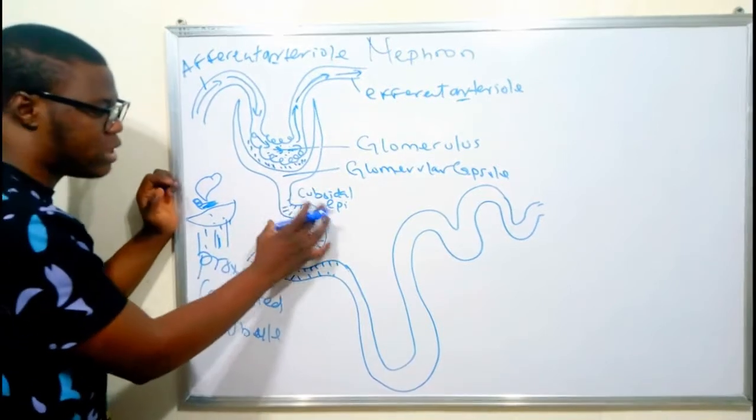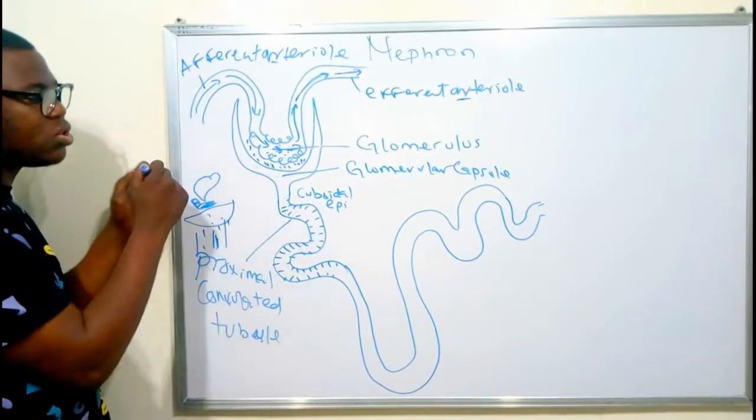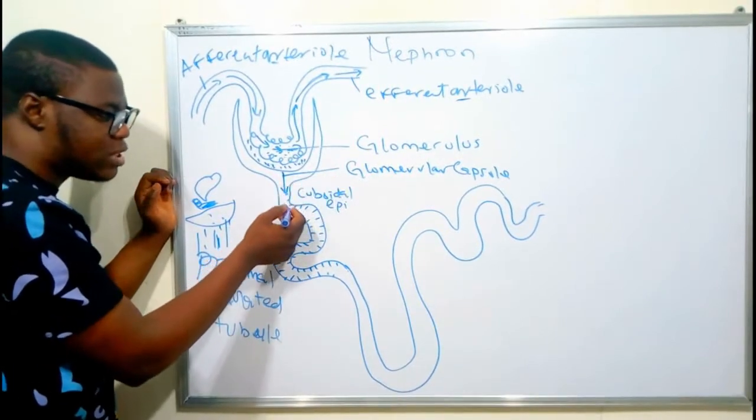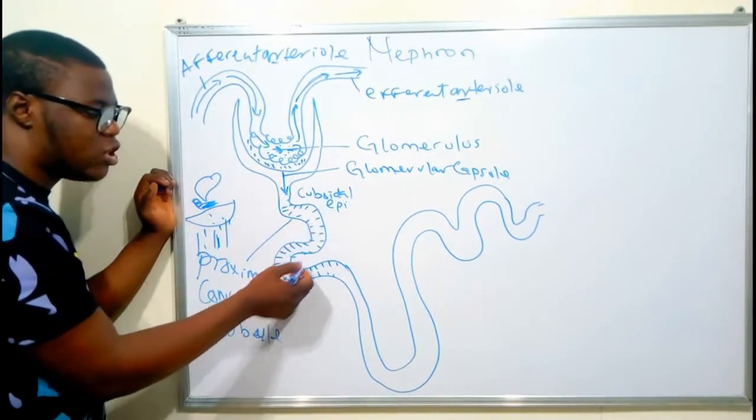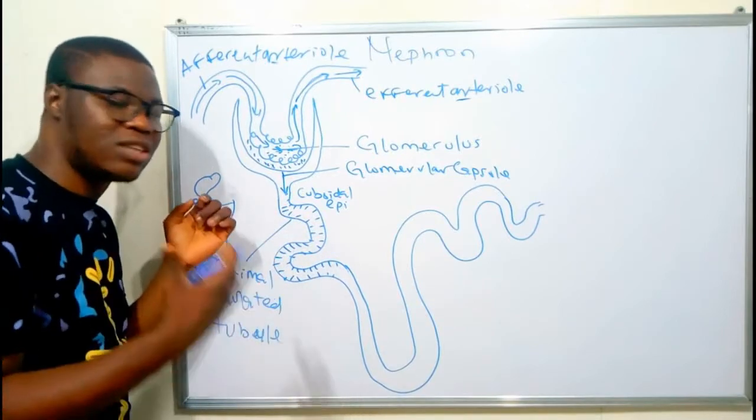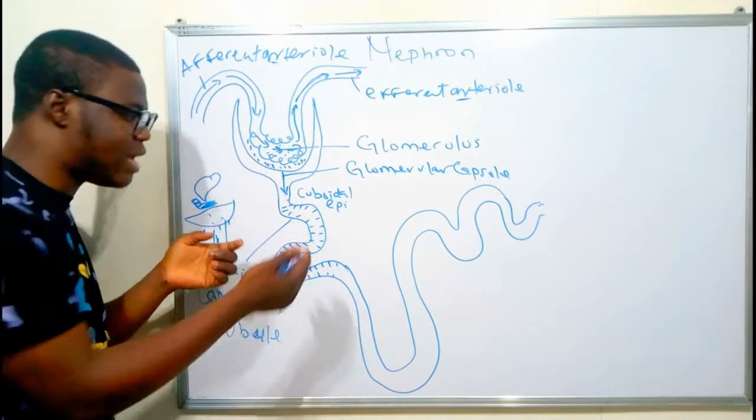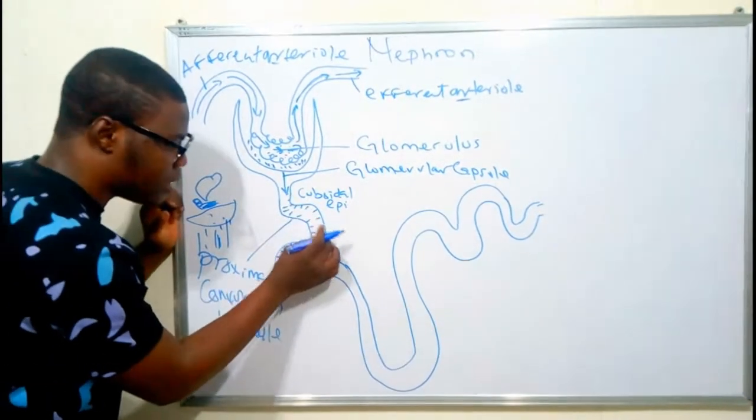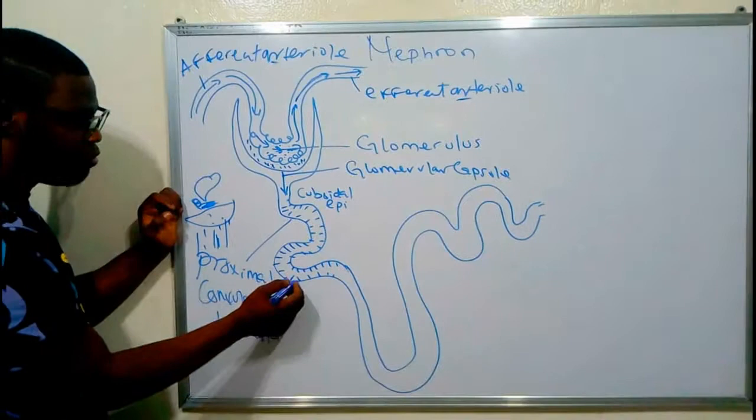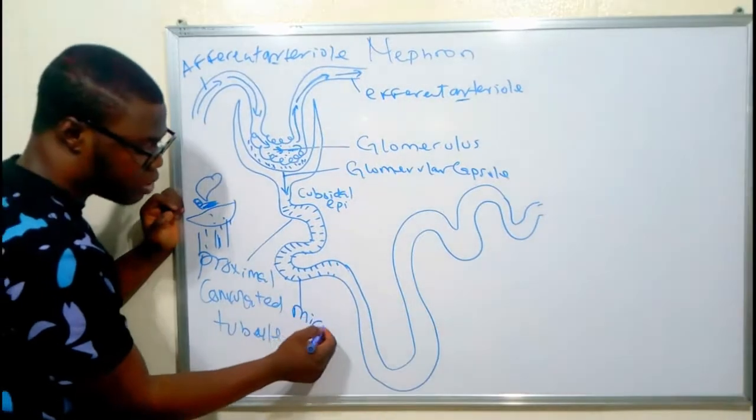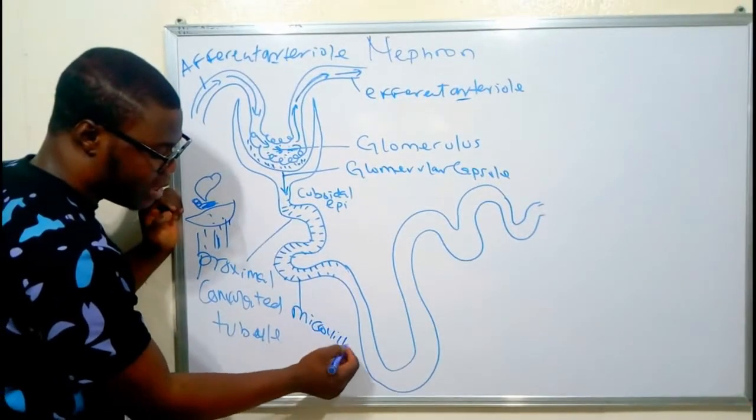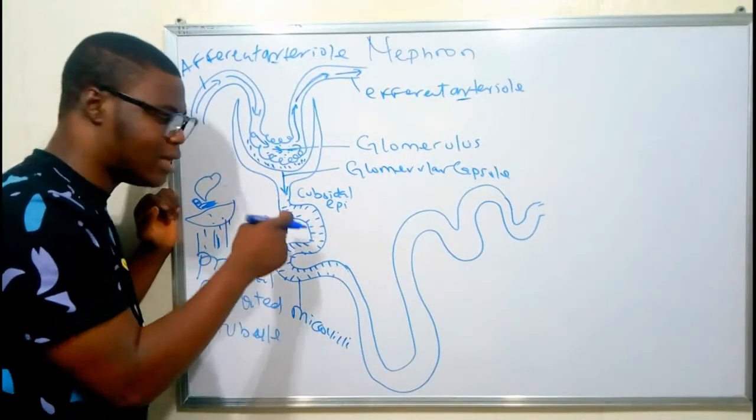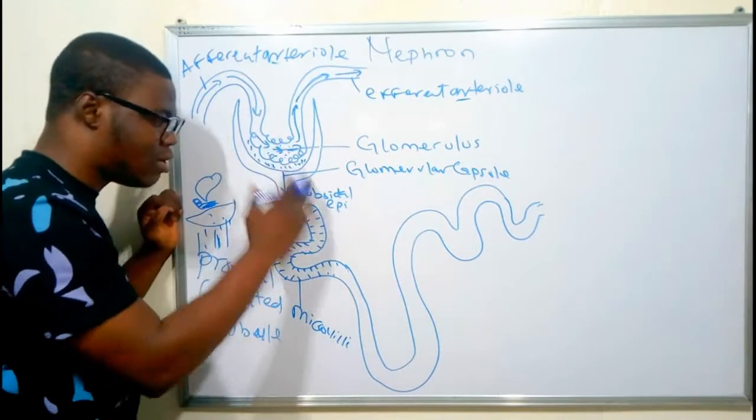So this place is called the proximal convoluted tubule. And it is going to receive the filtrate from what? From the glomerular capsule. So when the filtrate is moving through this place, there are some things inside it that are not supposed to escape. Those things are going to be absorbed back into the bloodstream. So these structures called microvilli, they are the ones responsible for absorbing all those substances that are not supposed to be there back into the blood. That is their function.